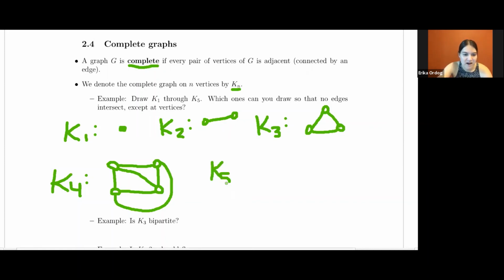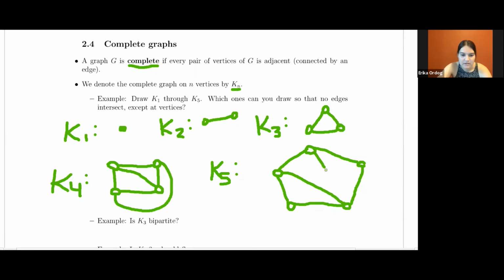We'll end with K5. Is this one planar? So drawing our 5 vertices. You can start by drawing a pentagon to connect these outer ones in, remember this is a cycle, length 5. Then we can start connecting the inner vertices. So that's the most we can do on the inside without edges intersecting.